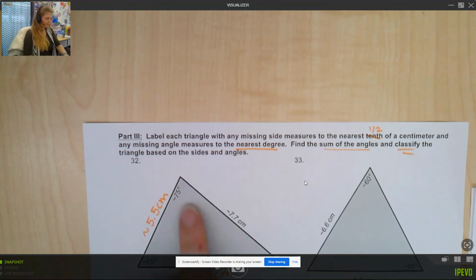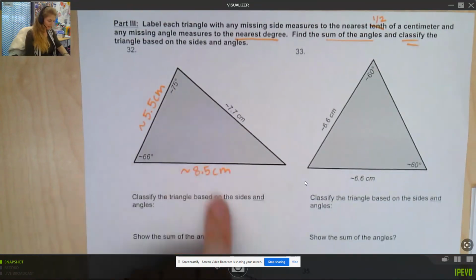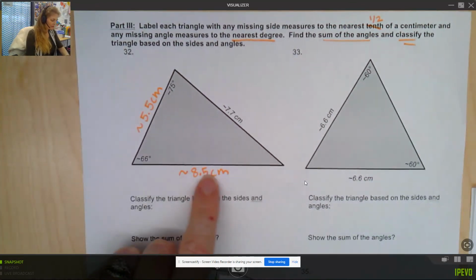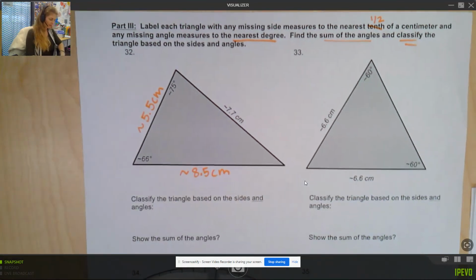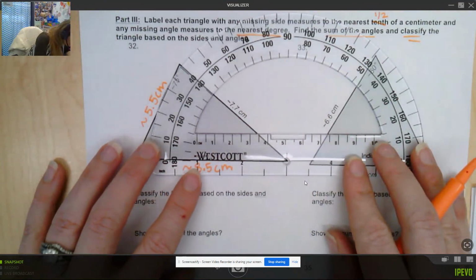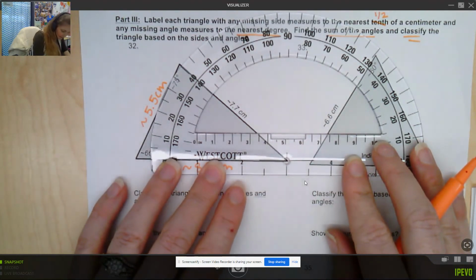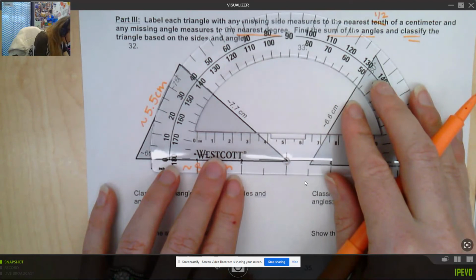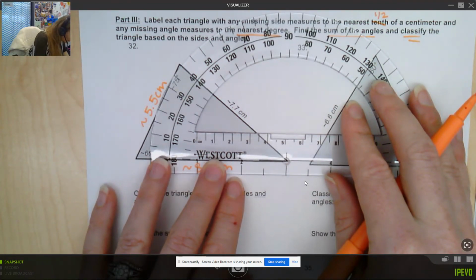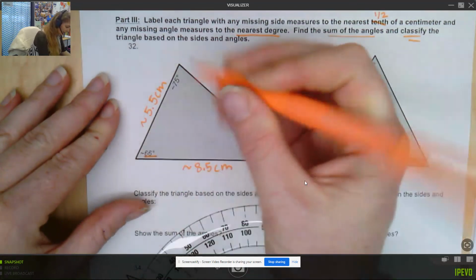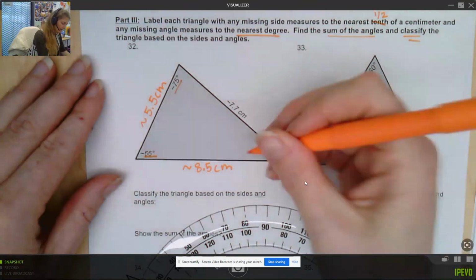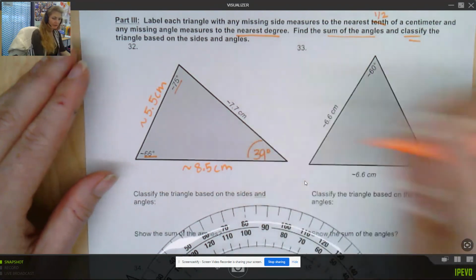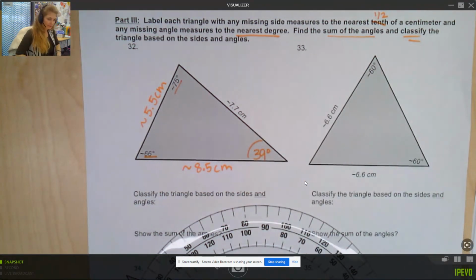which is great because notice if this is around 75 degrees, 8.5 is the largest side. So this is going to be the largest angle. This is the smallest side, so this is going to be our smallest angle. So if we line up our protractor here, it looks like this is just a little bit under 40. And notice if this is 66 degrees and this is 75 degrees, what do we have here? Well, this has to be 39 degrees. So you're going to have to use a little bit of math and your protractor to find those missing angles.